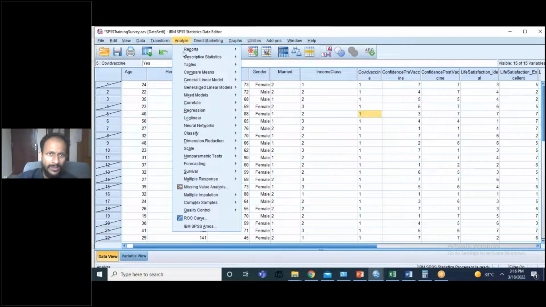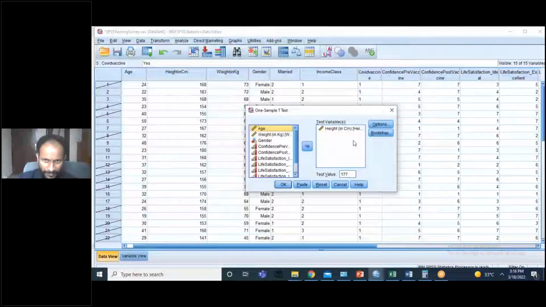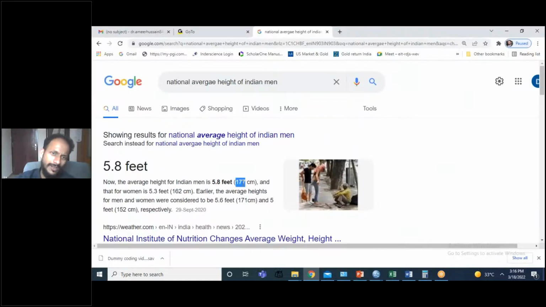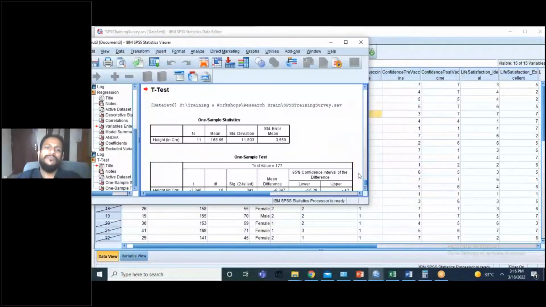Analyze, compare means, one sample t-test. Height, I have brought towards the right-hand side. Test value, I have considered as 177. Why? Because the national average height of men is 177 centimeters. For that reason, I have considered it as 177. No need to do anything else, just click on OK.